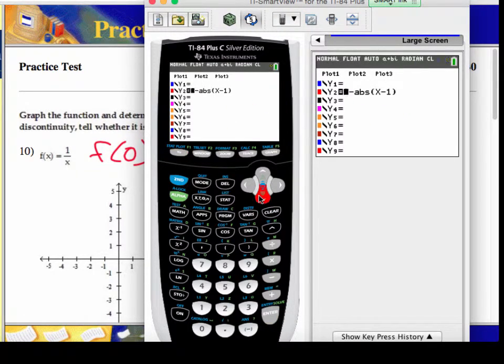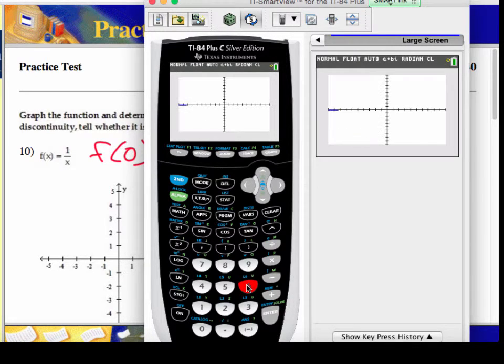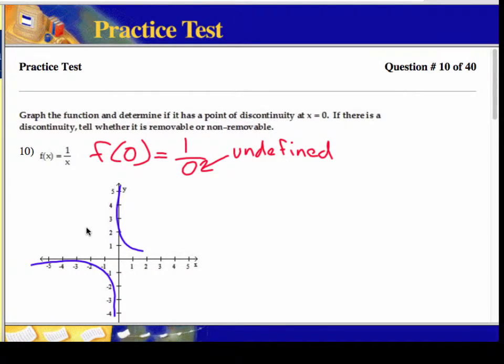So I'm going to clear out my graph, and I'm just going to graph 1 divided by x, and then I'll just do a zoom, the standard zoom. That should be fine. And I think this is an infinite discontinuity. Now, a removable discontinuity, so if I graph this on my graph, it's going to kind of look like this, and like this, right? Is that removable or non-removable?